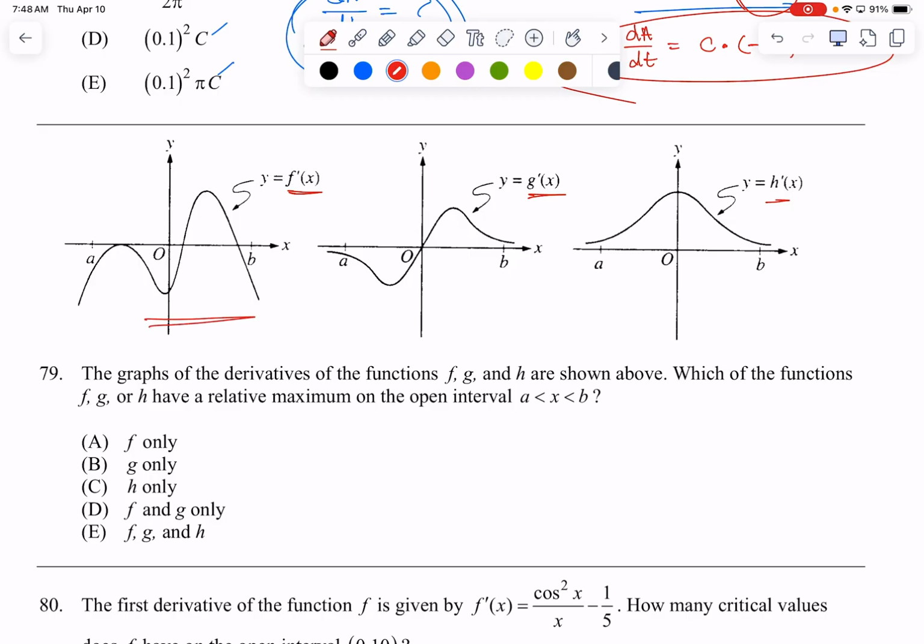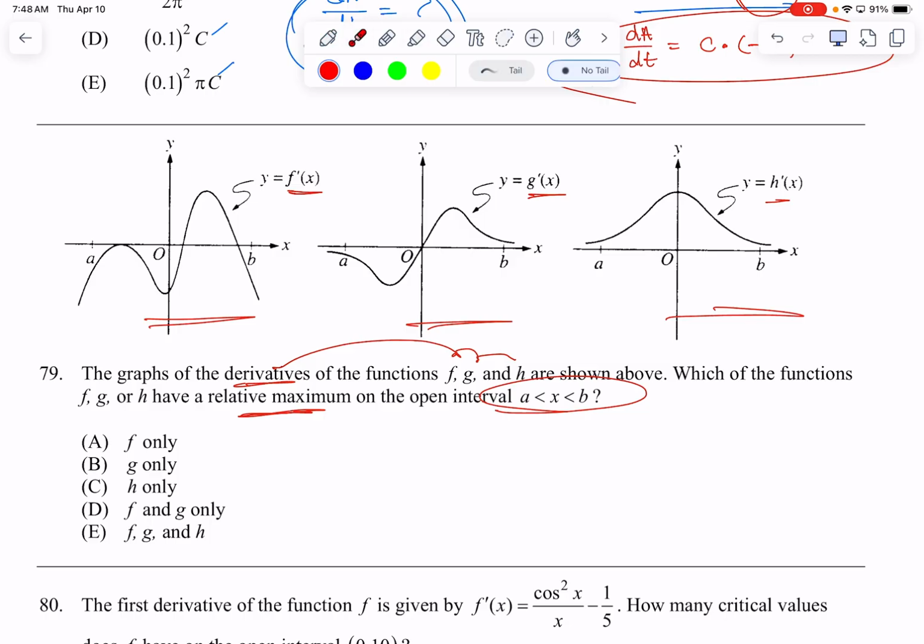The derivative, right? We're looking at the derivative. So the graphs of the derivatives of f, g, and h are shown above. Which of the following functions, f, g, or h, have a relative max on the open interval? Well, remember, when you're looking at the graph of a derivative, you're really looking at a sign analysis. Okay, so we're looking at a sign analysis.